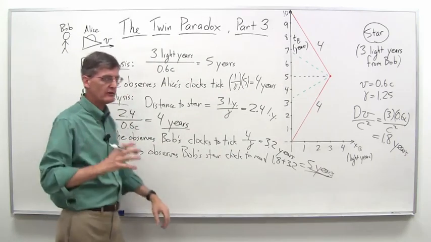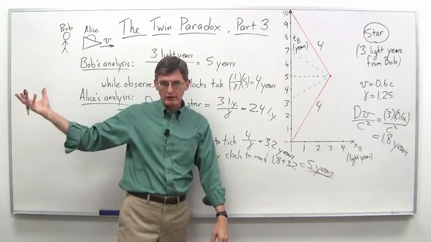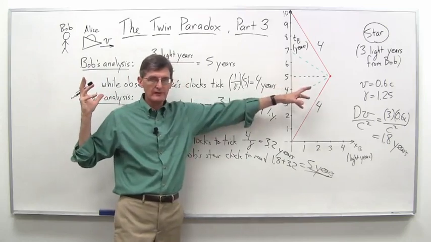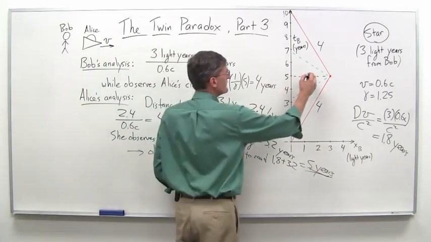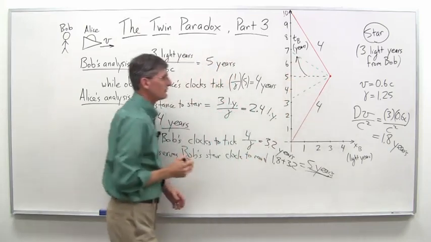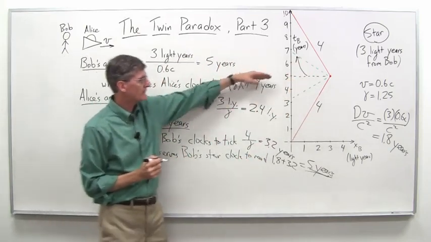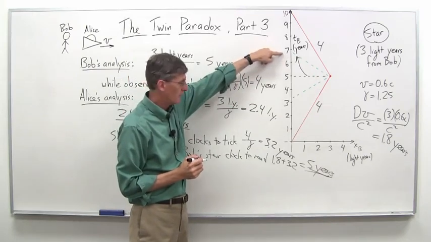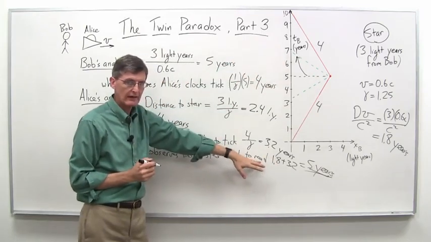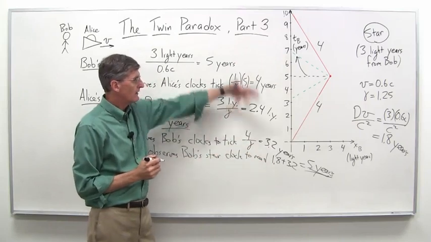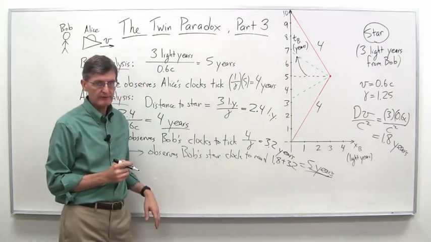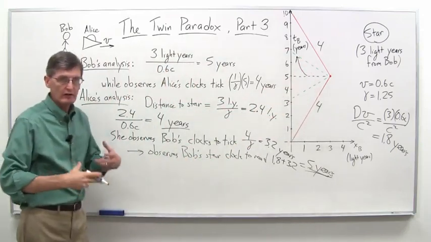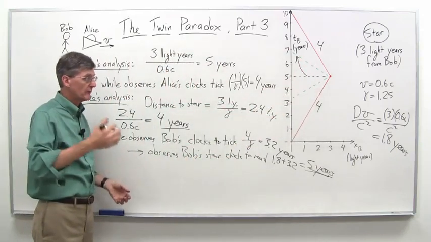And at that instant, Bob's clock coming back is the clock that's ahead of the star clock. And that's where you get this going up here to another 1.8. 5 plus 1.8 gets us to 6.8. Okay, this is a 1.8 leading clock lag factor here. And then another 3.2 years tick off.